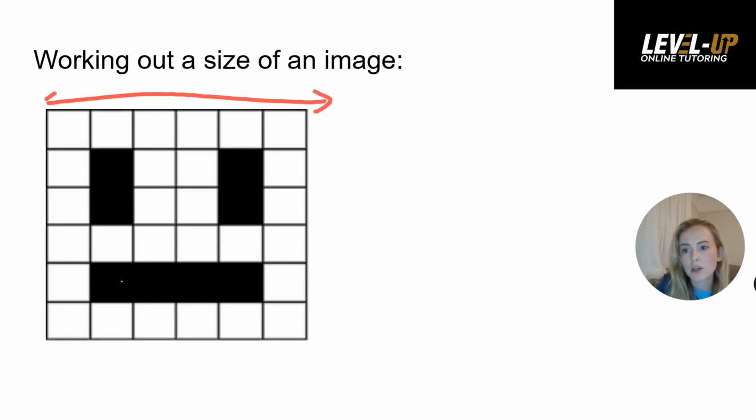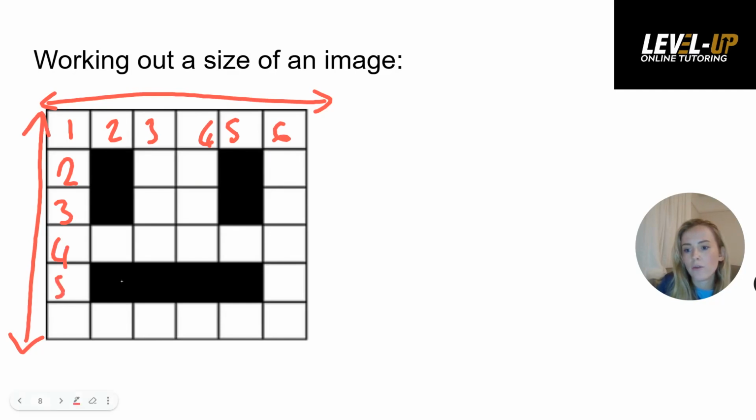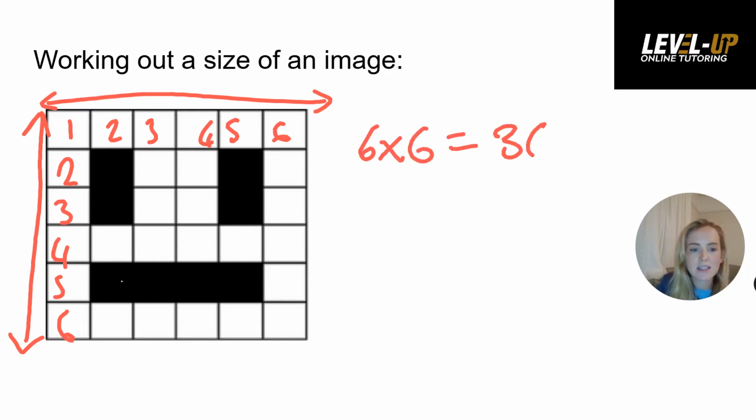All I'm going to do is count the pixels and work out the total amount of pixels in my image. So 1, 2, 3, 4, 5, 6 pixels across, 1, 2, 3, 4, 5, 6 pixels down. So in this whole image, 6 by 6 would give us 36 pixels.